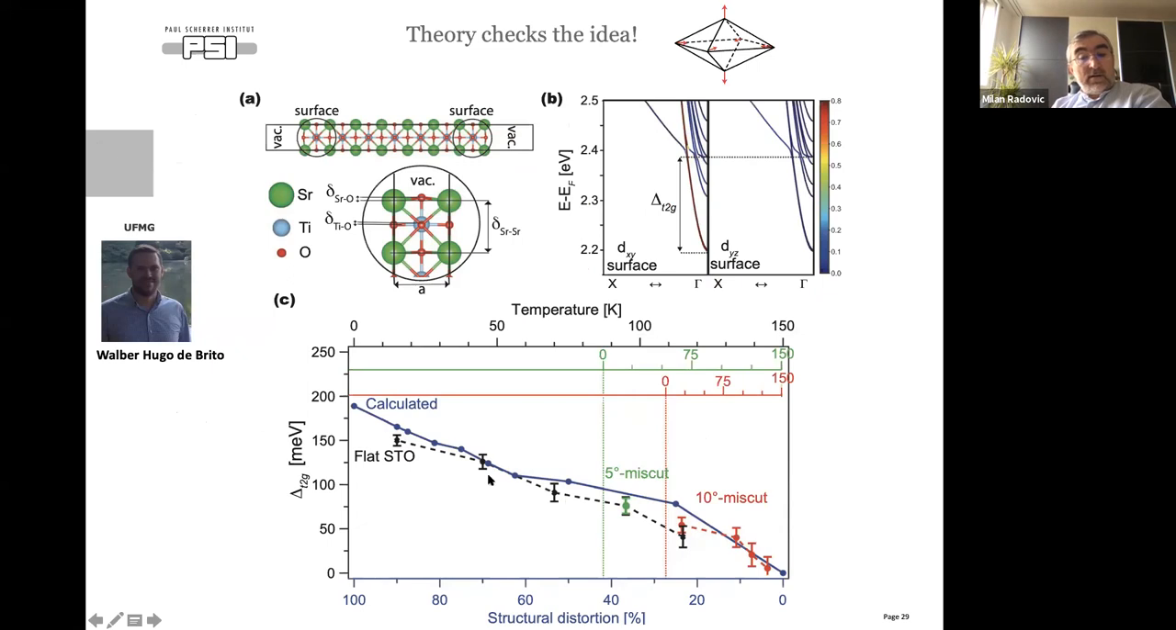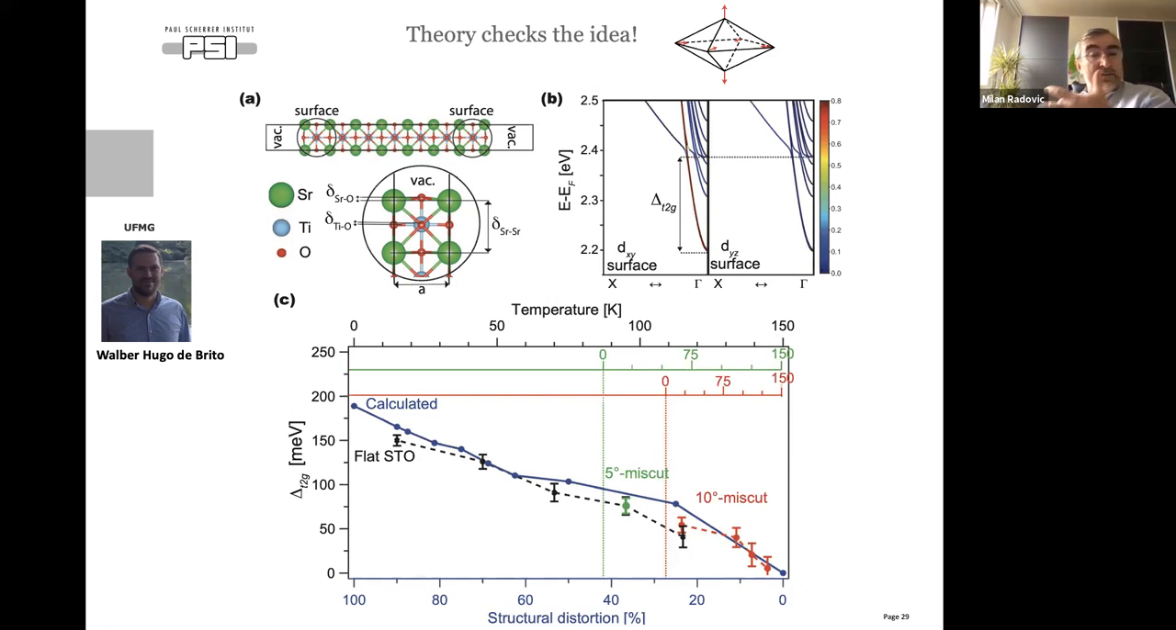So the result is that the splitting goes down until it collapses to zero, which is actually what should happen in the bulk; it should collapse to zero. And if you look at our calculation with a flat surface, with the temperature, and also including miscut, our experiment and the theory start to overlap very much. So from the contribution and help from Valber, we easily understand that how you are tuning the system is just changing the symmetry, or in this case, more particularly, the structural distortion.